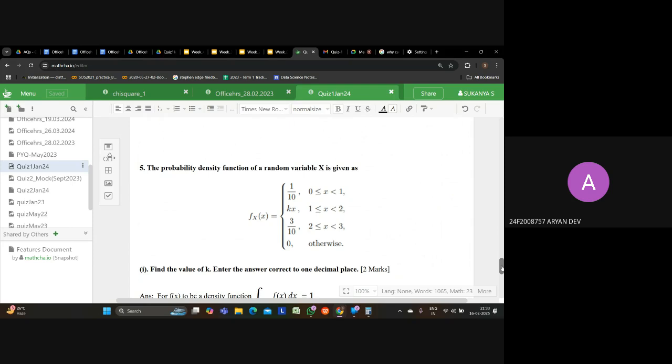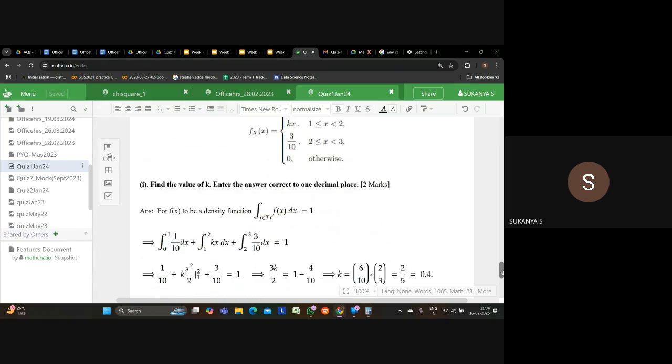By integrating over all ranges given, and it should be equal to 1. So we get integral 0 to 1, 1 by 10 dx plus integral 1 to 2 kx dx plus integral 2 to 3, 3 by 10 dx is equal to 1. It is basic integration. So you will get 1 by 10 into x with limit 0 to 1, k into x square by 2 with limit 1 to 2, and 3 by 10 into x with limit 2 to 3.